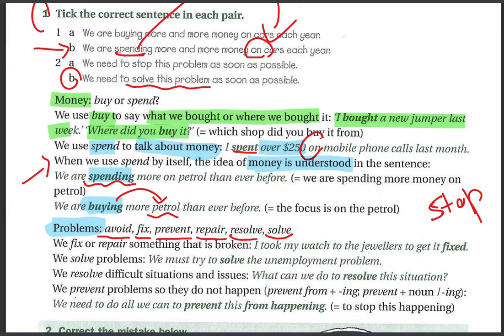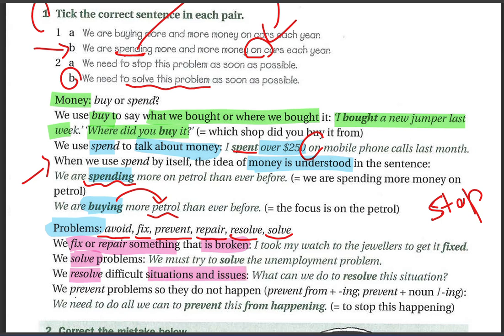The first, we fix or repair something that is broken. I took my watch to the jeweler's to get it fixed. So you can fix something or repair something that has already been broken. We solve problems. We must try to solve the unemployment problem. We resolve difficult situations and issues.